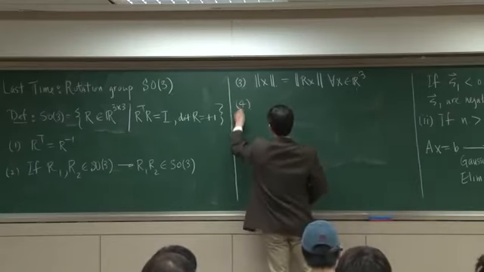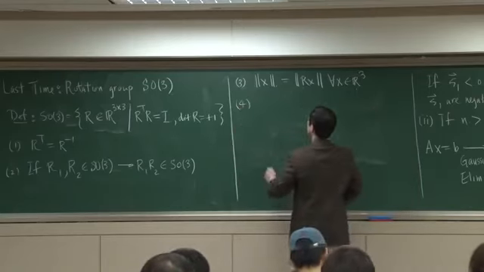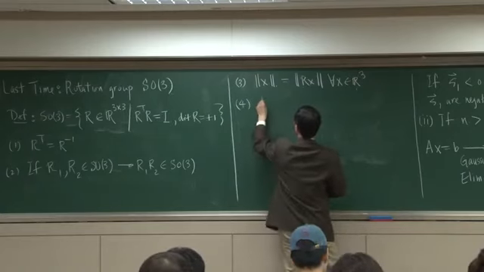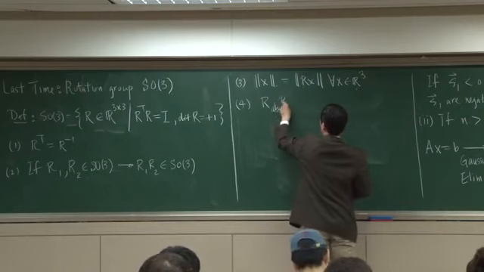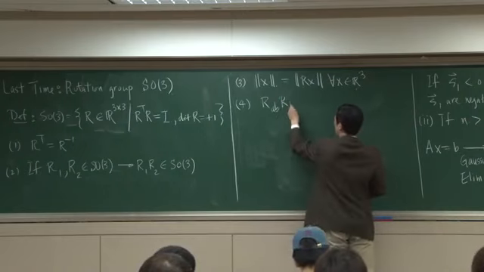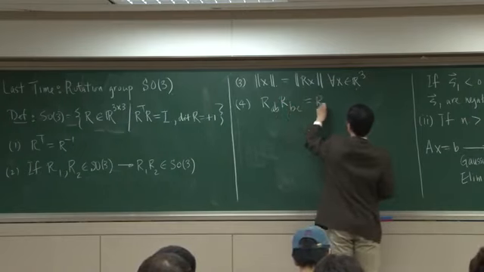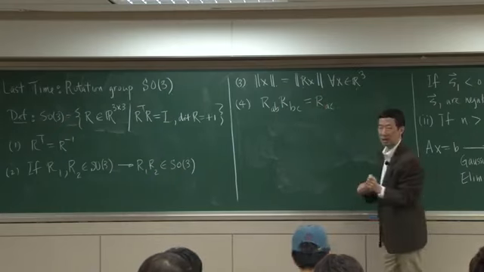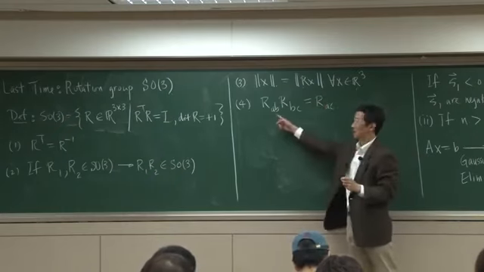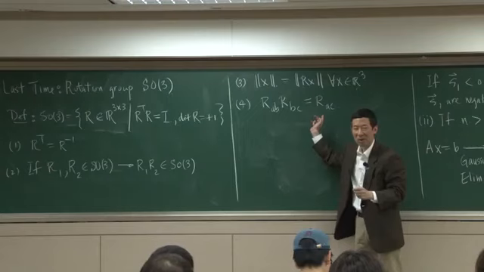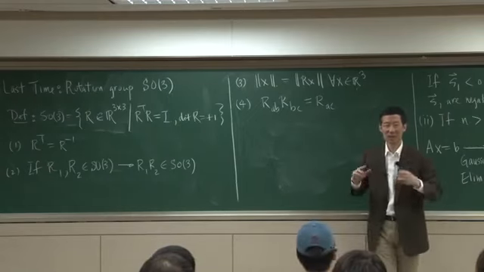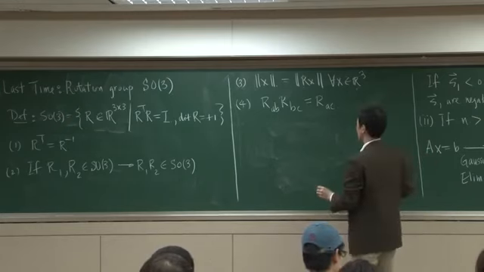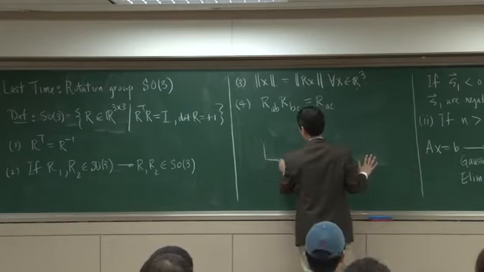Okay, fourth property. We learned that RAB times RBC equals RAC. It's pretty easy to remember: AB times BC, AC. So what does it mean physically? Well, it means the following.